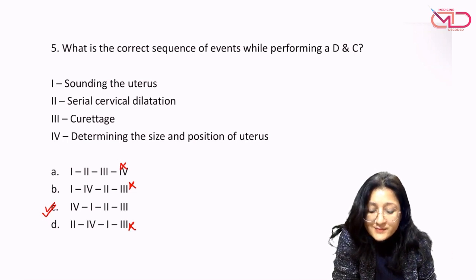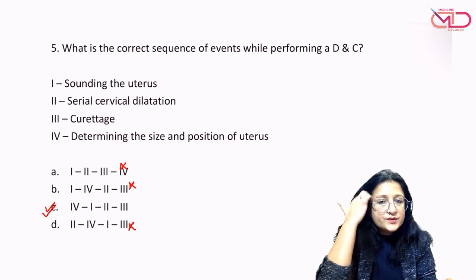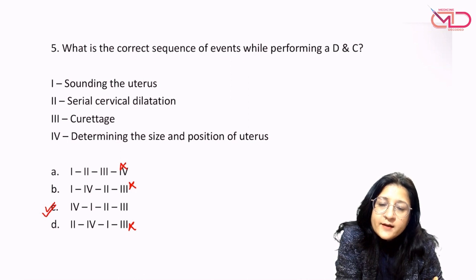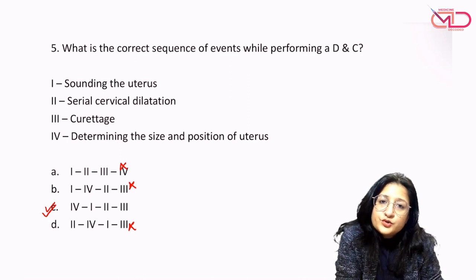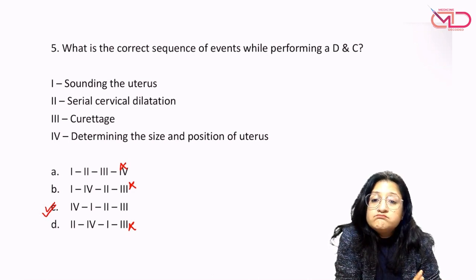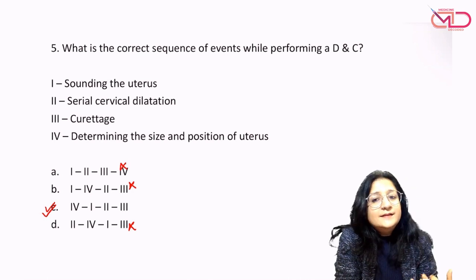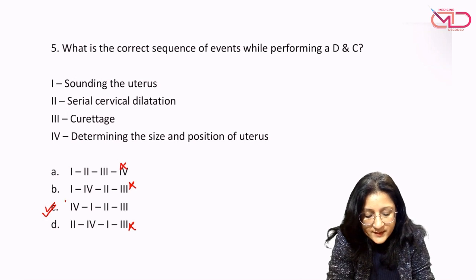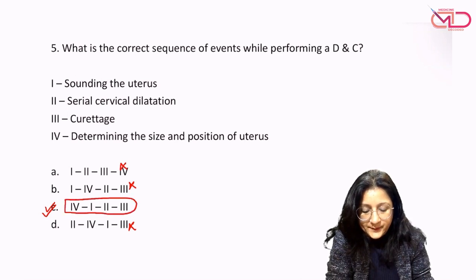Then sounding the uterus. Now introducing the uterine sound inside the uterus to know the utero-cervical length, to know the position of the uterus. It's often said that a pregnant uterus should not be sounded, and yes, we do not sound a pregnant uterus, we avoid that. After sounding the uterus, cervical dilatation will be done, and once the cervix has been dilated, then curettage will be done. So the correct sequence of events is 4, 1, 2, 3.